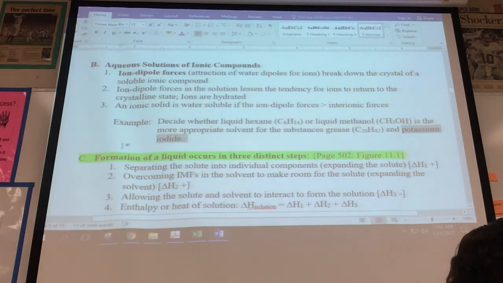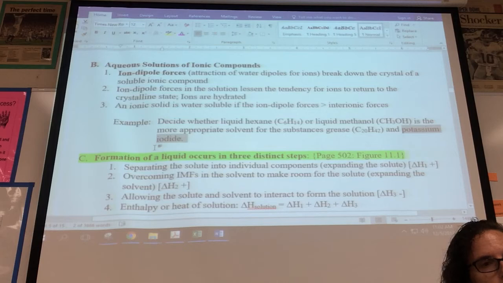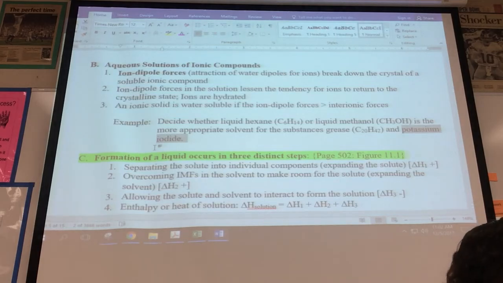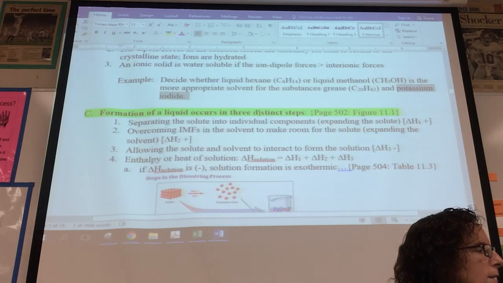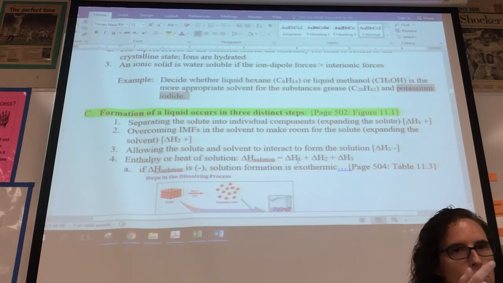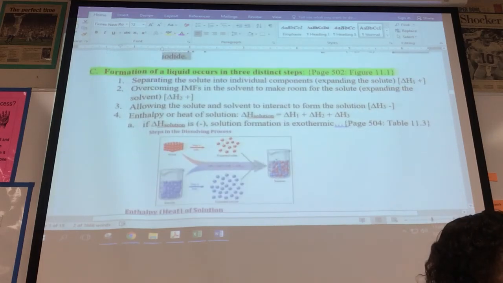Potassium iodide is what type of substance? Ionic, and so that is going to be more likely to dissolve in liquid methanol. You're going to be able to get an ion dipole interaction. This is a polar covalent molecule. All right, and we'll get into forming liquids in those steps with energy being released next time.